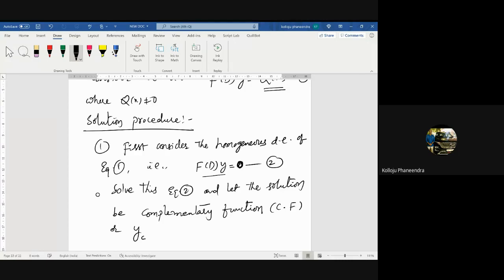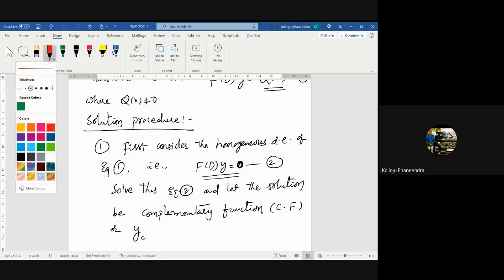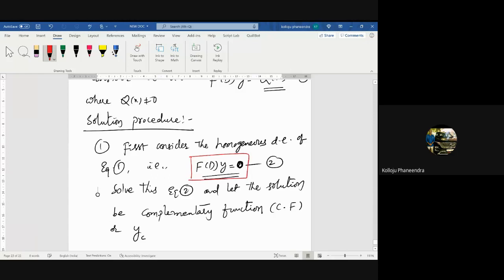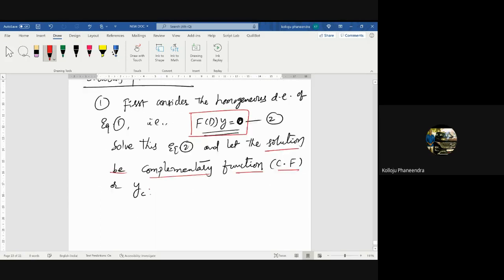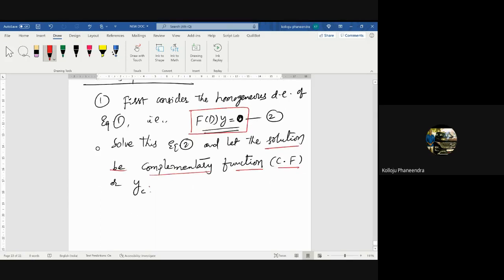Previously, for a homogeneous differential equation, the solution is y of x. Now, since it is non-homogeneous, first consider the homogeneous differential equation and find its solution, which is the complementary function, C.F. or yc. This is the first step of solving a non-homogeneous differential equation.